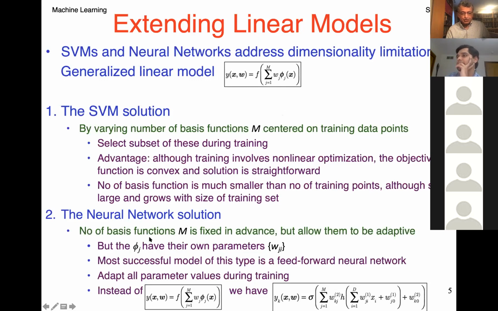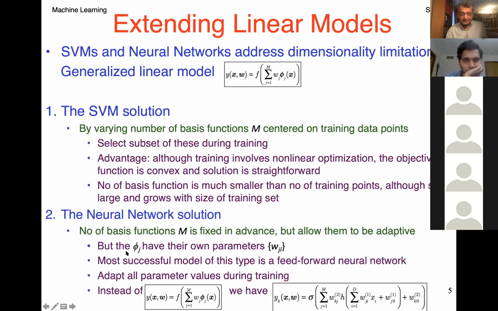The neural network solution: the number of basis functions m is fixed in advance. With a neural network, we have to say the number of functions is going to be fixed in advance, some number. That's the hidden units, for example, in a neural network. The inputs, of course, are the raw inputs, and m is the number of hidden units. So that is the number of basis functions.